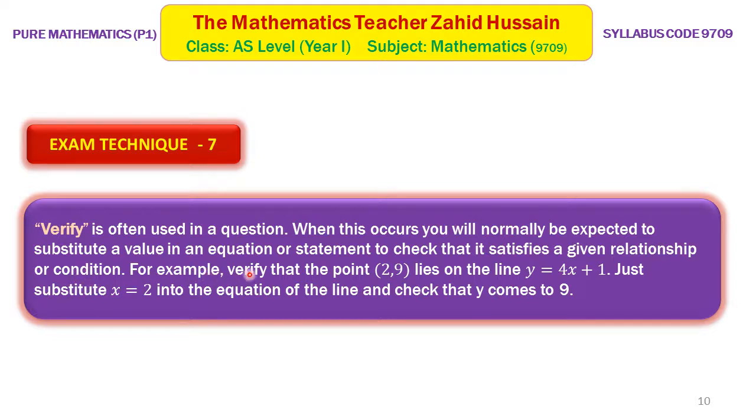For example, verify that the point (2, 9) lies on the line y is equal to 4x plus 1. So what we will do, we will simply put the values of x and y in this equation. X is equal to 2 into the equation of the line and check that y comes to 9. When you put x is equal to 2 and y is equal to 9, both sides will become equal, which will verify your answer.